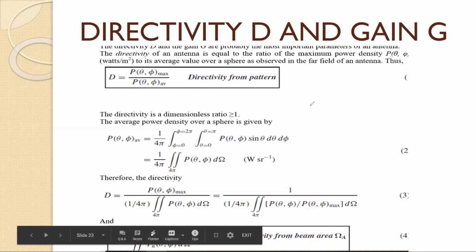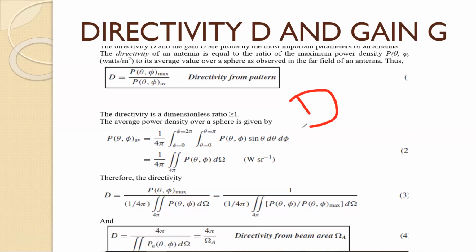So you are identifying directivity. What is the key point, the conclusion from this slide? Directivity equal to numerical value 4 pi divided by total beam solid angle or beam area. This is the conclusion or key point from this directivity slide.